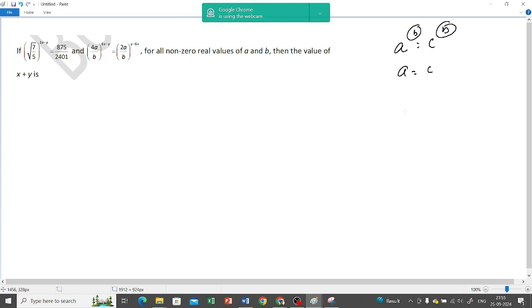Yes, sir. When the bases are same, the powers are equal. So, for example, a to the power c is equal to a to the power b, then c is equal to b. You know this, right? We will apply that same.